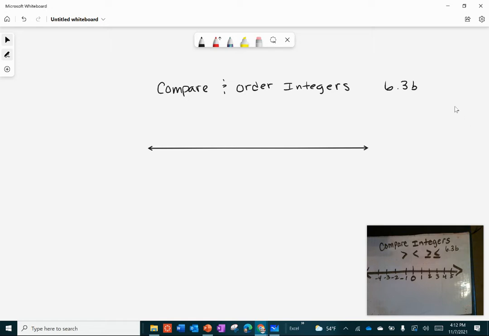I think that when you're dealing with positive numbers like 1 and 3, it's easy to compare positive numbers. 1 is less than 3, 3 is greater than 1. When it's negative numbers, with a little bit of practice, you will be great at it, I promise. Let's go ahead and get started here.